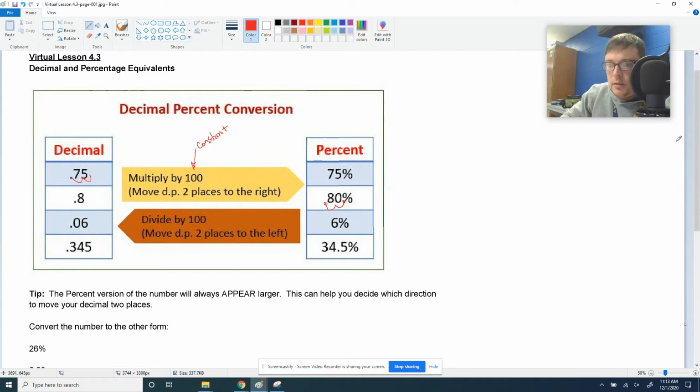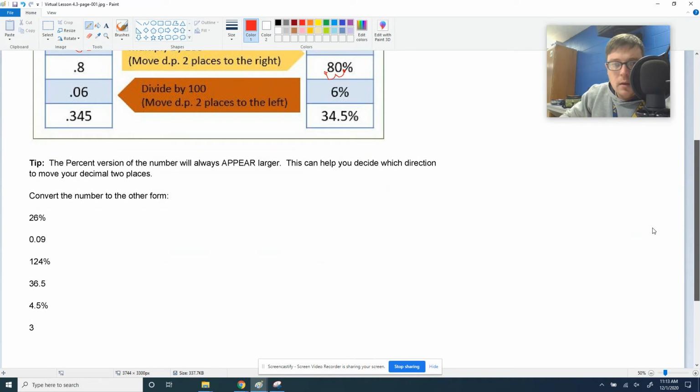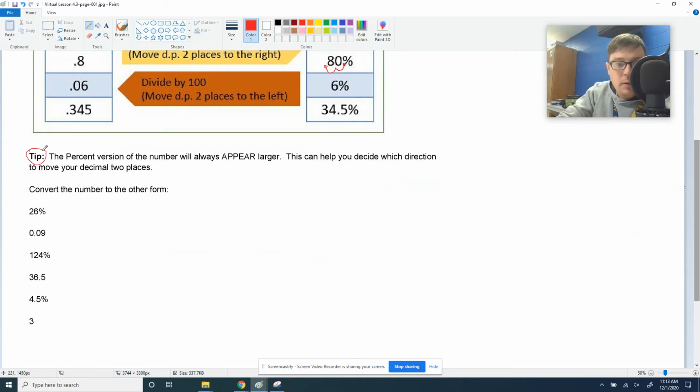All right. And so I wrote down a little tip down here for you to help you do that. Here's my tip, the way that I remember it. The percent version of the number, which are the numbers over here on the right, they always appear a little bit larger than their decimal equivalents. For example, 0.06 is equivalent to 6%, but 6% looks like a bigger number. 6 looks bigger than 6 hundredths, right? So by knowing that the percent always looks a little bigger, that can help me determine which direction I'm going to move my decimal two places.